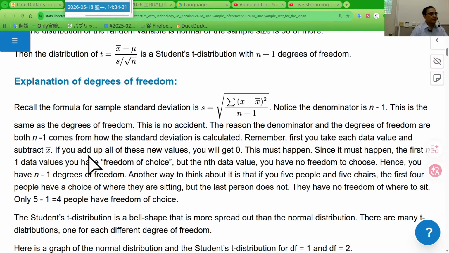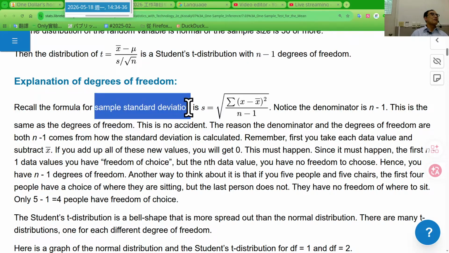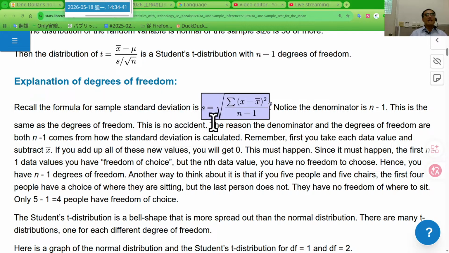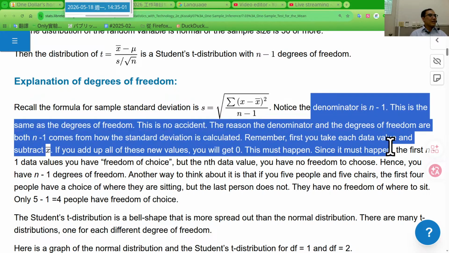And here, just recall the sample standard deviation, from maybe chapter 3 or chapter 4. The sample standard deviation is the square root of the summation of each individual number minus the x bar, squared and put together, divided by n minus 1. And notice the denominator is n minus 1. So this is the same as the degrees of freedom.